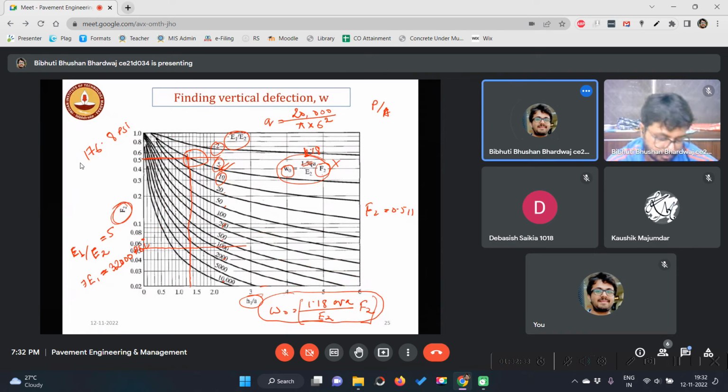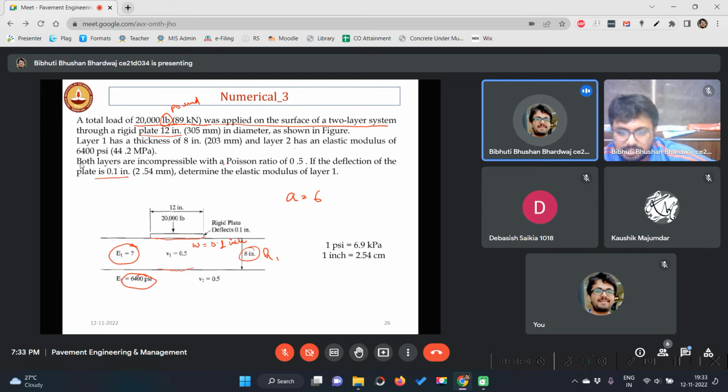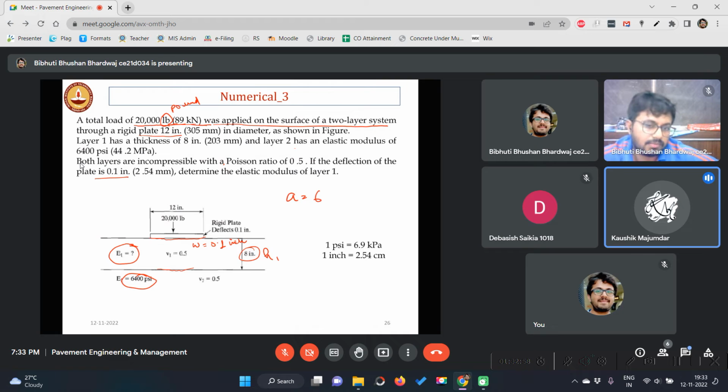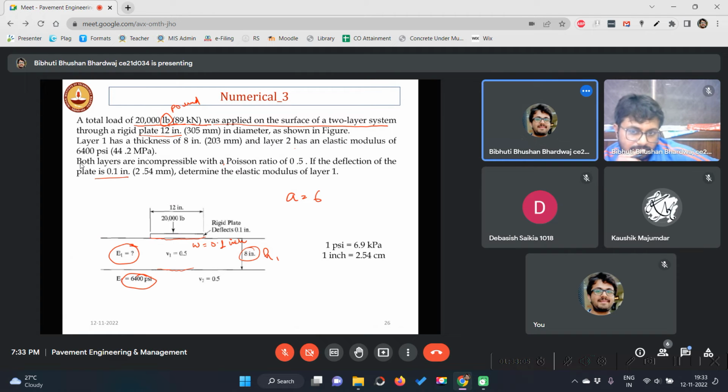Yes. Now, you think and give me one scenario where this type of numerical can be useful. Just read the question and give me a real-life example where solving this numerical will be beneficial. Sir, when we can only build the road up to a given height, we need to select the material accordingly. Okay.